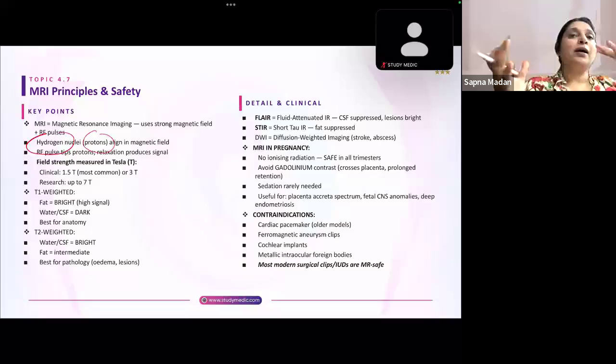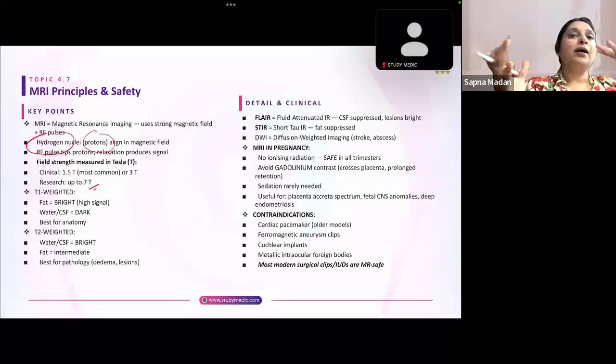Now, clinically, most of the MRI machines have around 1.5 up to 3 Tesla, but in research areas, they are using up to 7 Tesla, okay? But the most common is 1.5 and up to 3 Teslas. So what are T1 weighted images and what are T2 weighted images?